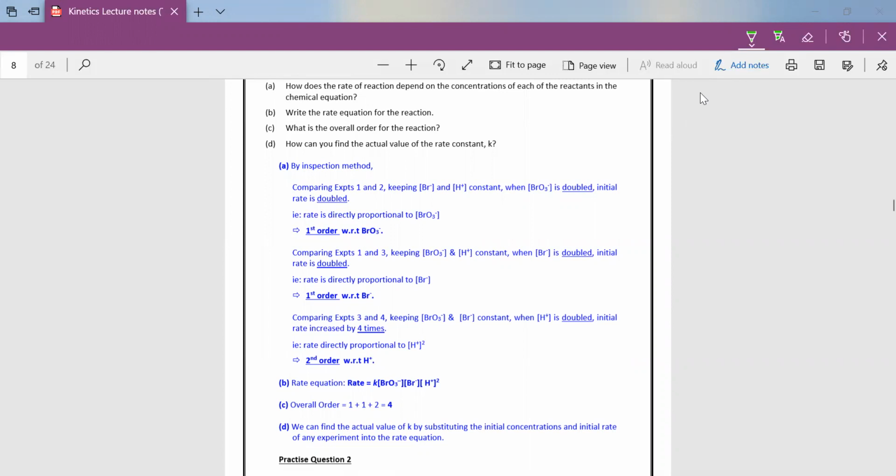To write the overall rate equation, you simply put it all in, raised to their appropriate orders. So 1 and 1 for the bromate and bromide. Then for the H plus, we have 2. The overall order, you just add them all up, you get 4. And then how do you find the actual value of the rate constant? We substitute the initial concentration and the initial rate of any experiment. We can just pick experiment 1 and substitute in all the values. You can try doing that yourself.